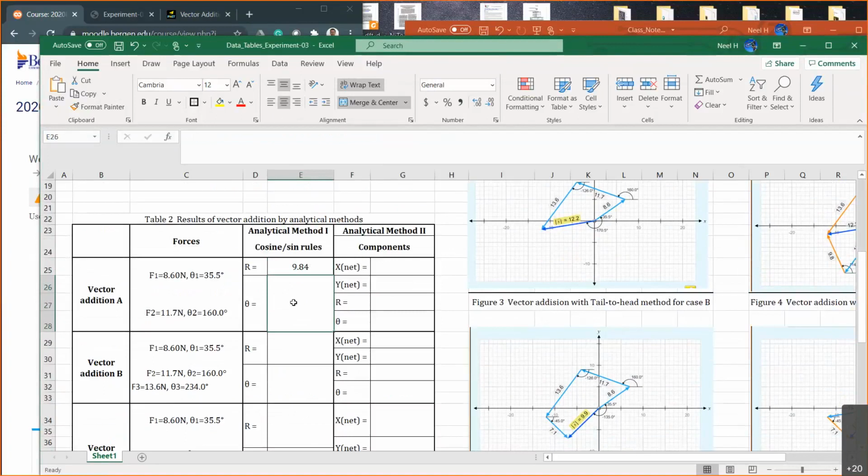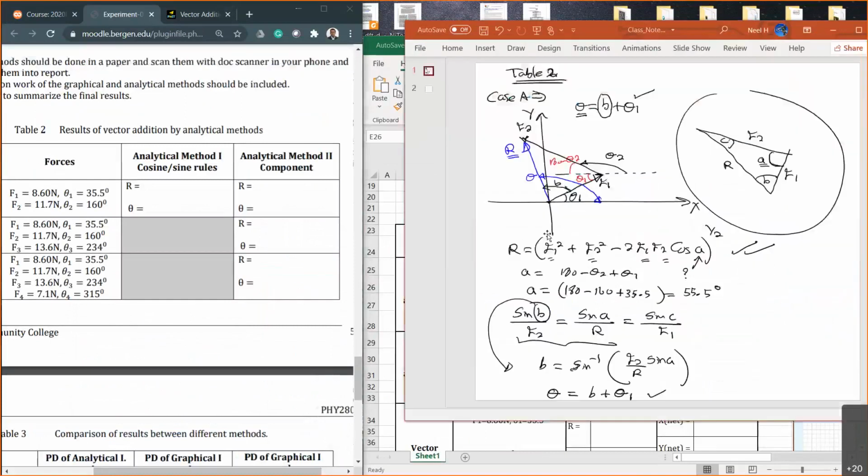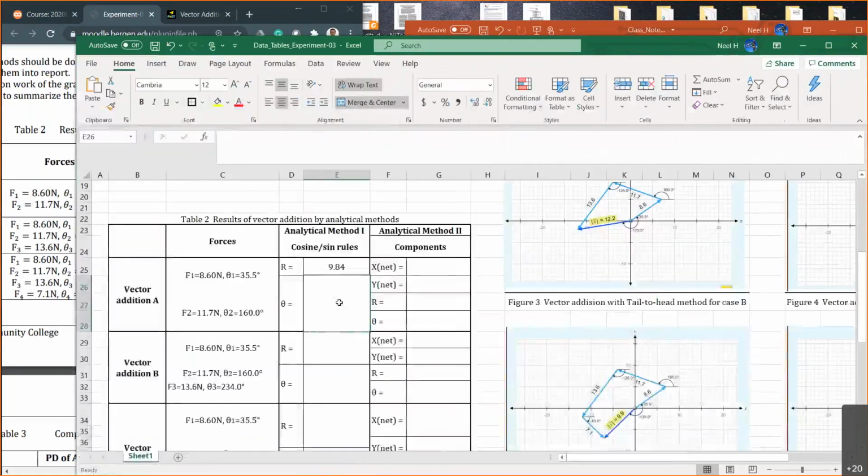Now I need to calculate the theta. We discussed earlier how to calculate the theta. Let me go back to that function. Right here, theta should be B plus theta 1. Let's first calculate the B and then add theta 1. I would suggest you unmerge this cell. There are actually 3 different cells here. If you click on that cell and unmerge, then you can see 3 different cells. Let's calculate the angle B somewhere here, and then let's do B plus theta 1 to get the theta on the top cell.